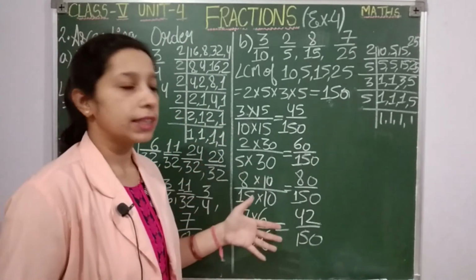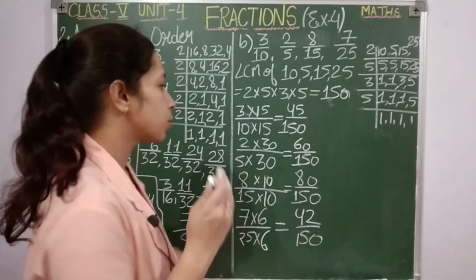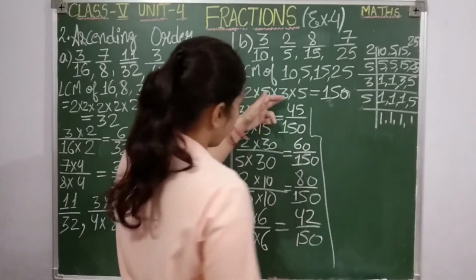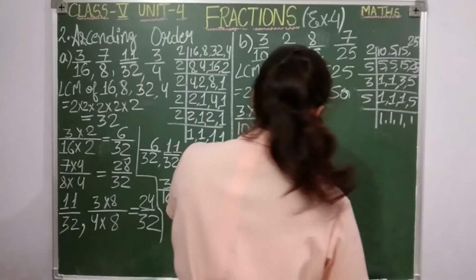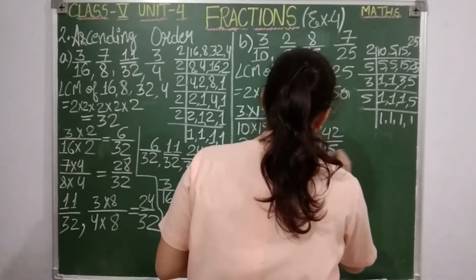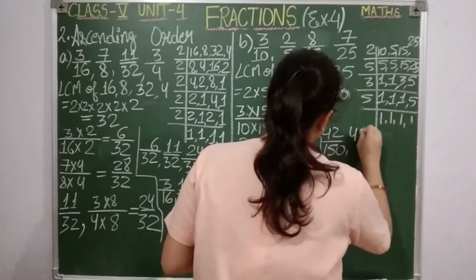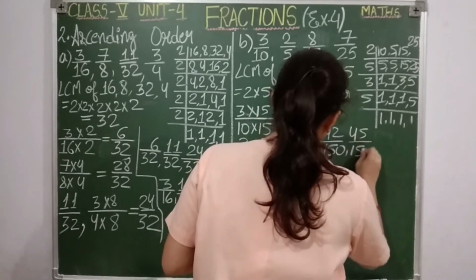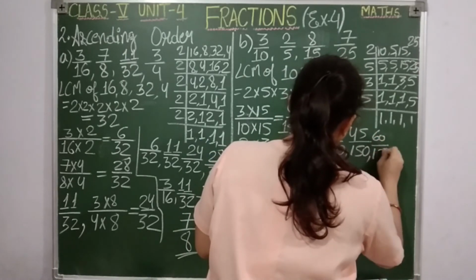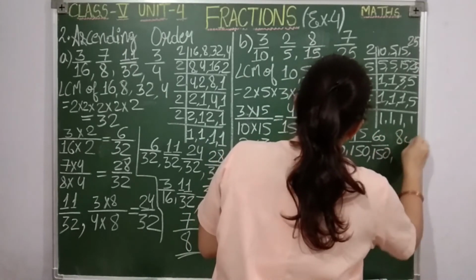Now again we have to arrange it in ascending order, which means I have to see from the smallest fraction to the greatest fraction. Let us see. 45, 60, 80 and 42. So 42 by 150 first we are going to write. 42 by 150. Then next is 45 by 150. Then next is 60 by 150. Then next is 80 by 150.